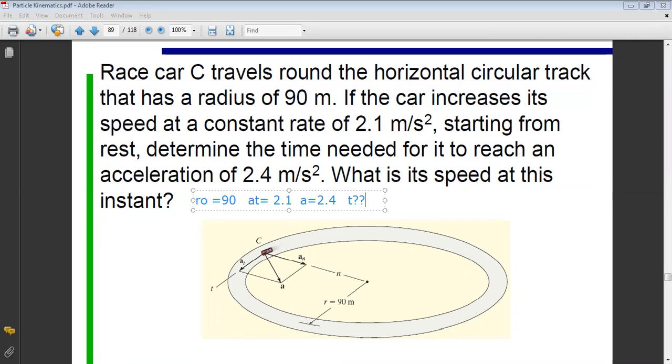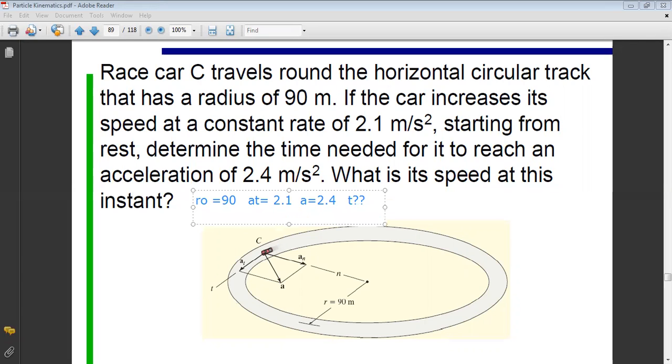acceleration. Okay, so first, if we know at and a, what can we get? If I know the magnitude of at and the magnitude of a, what can I get? an. And from an, what can I deduce? V squared. Yes, exactly, v squared. Here, they asked for the time before v squared. This is why we should express v as a function of t. Okay, so let us do it together.